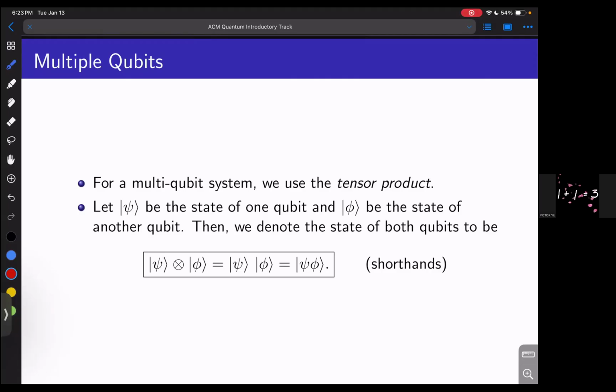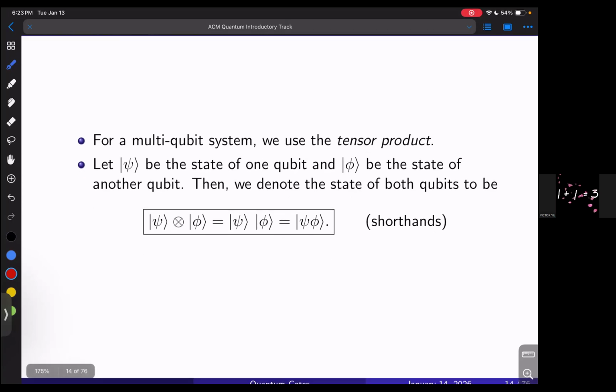Okay, so we just discussed how to represent states and probabilities of one qubit. Now we're going to go into how we do it for multiple qubits, because you're not going to have just one qubit. You can't do much with one qubit. So here's our mathematical formalism for multiple qubits.